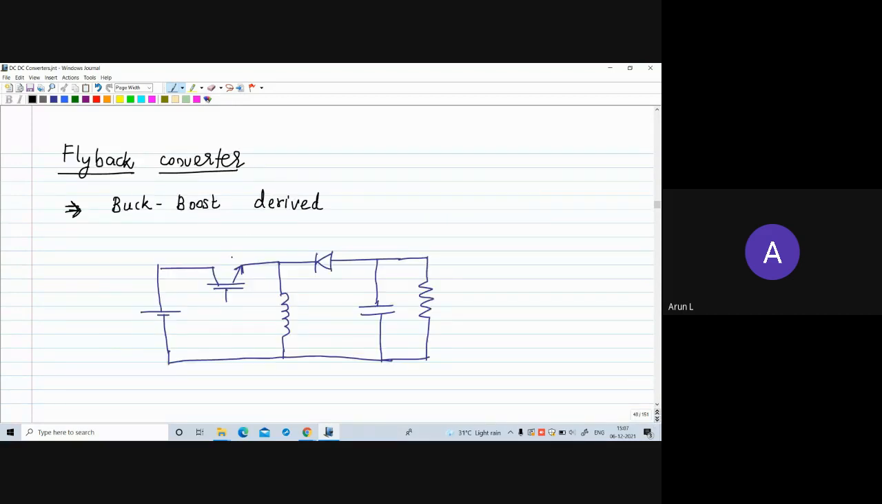The flyback converter is actually deduced from a buck boost converter. It is a buck boost derived topology. So I have drawn a buck boost converter. In a buck boost converter, you have a switch on the input side, an inductance here and a diode. This is the buck boost topology.